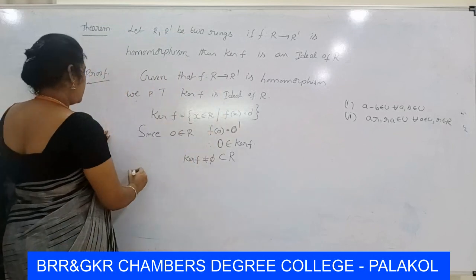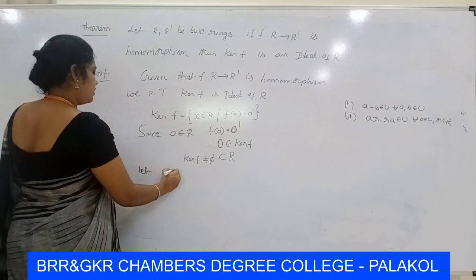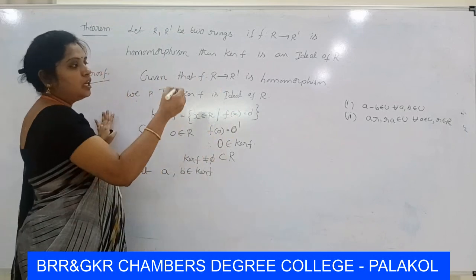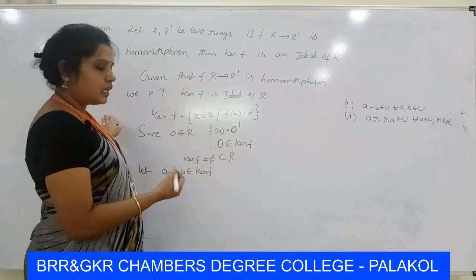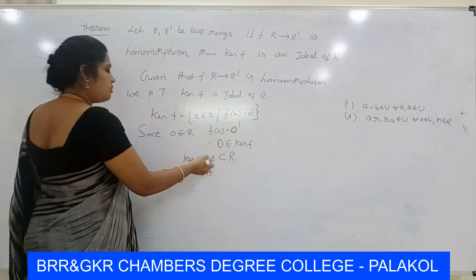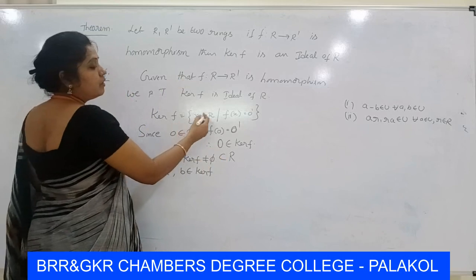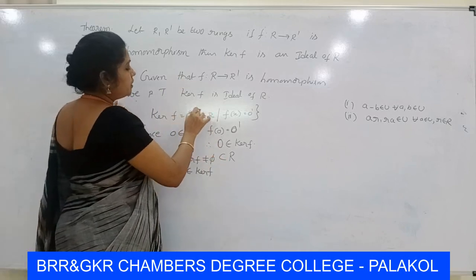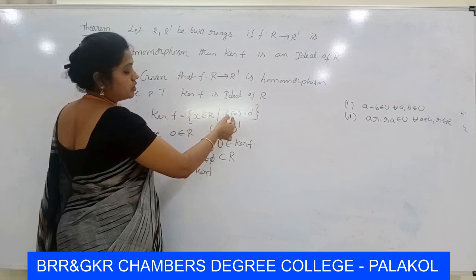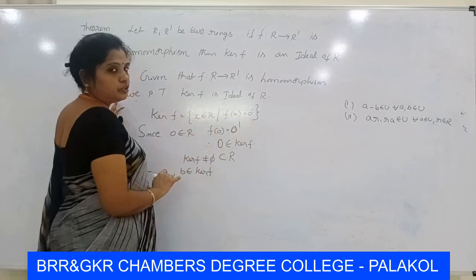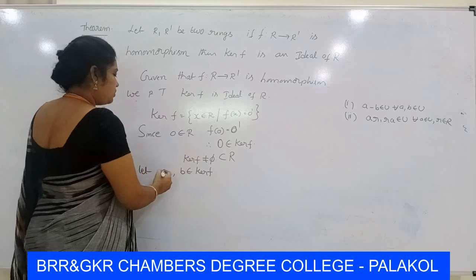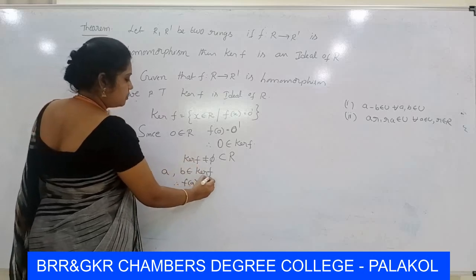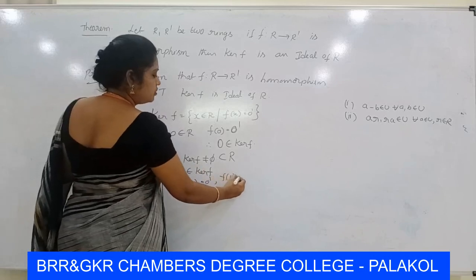So first we take two elements in kernel F. Then we have to prove A minus B also belongs to kernel F. Here A is an element of kernel F. By the definition of a kernel F, every element of kernel F is associated to 0 dash, that is f of x equal to 0 dash. So here A belongs to kernel F, therefore its image is 0 dash. Similarly, f of B is also 0 dash.